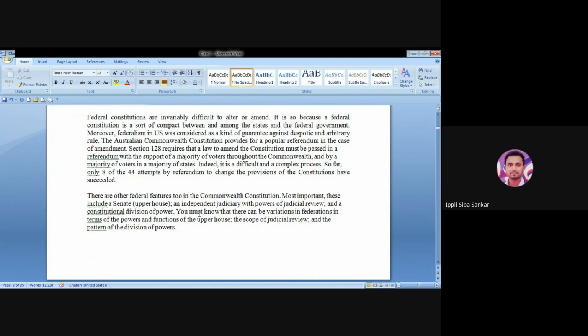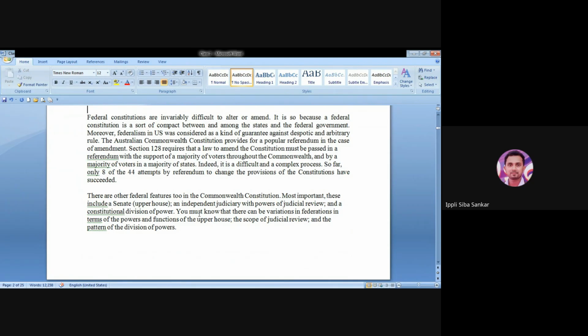The Australian Commonwealth Constitution provides for a popular referendum in case of amendment. Section 128 requires that a law to amend the Constitution must be passed in the referendum with the support of a majority of voters throughout the Commonwealth and by a majority of voters in a majority of states. Indeed, it is a difficult, complex process. So far, only 8 of the 44 attempts by referendum to change the provisions of the Constitution have succeeded.